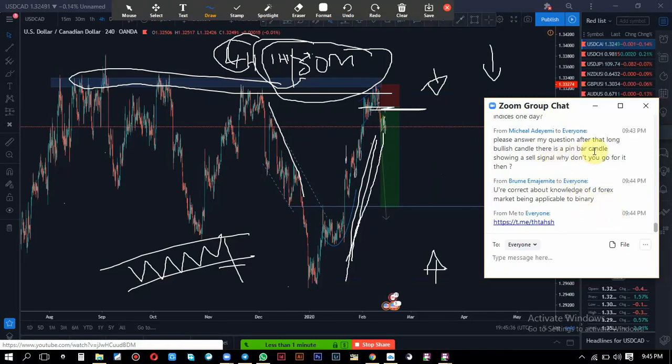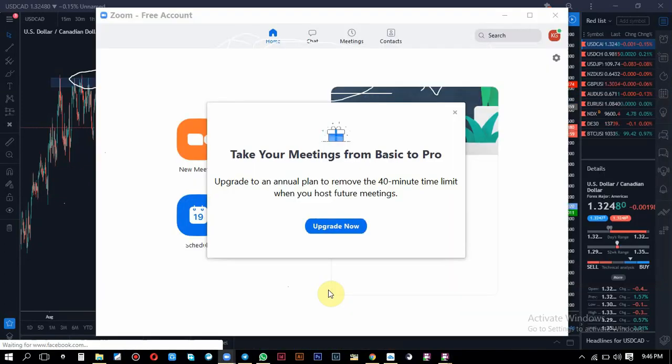Please answer my question. After a long bullish candle, there is a pin bar candle showing a sell signal. Why don't you go for it then? I really don't understand the question. Because, guys, I'm left with 1 minute actually.